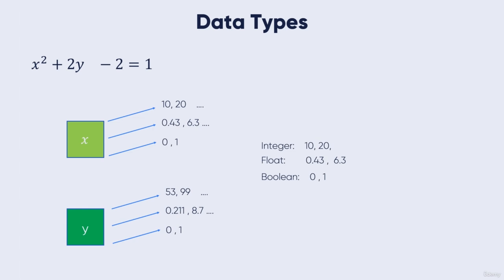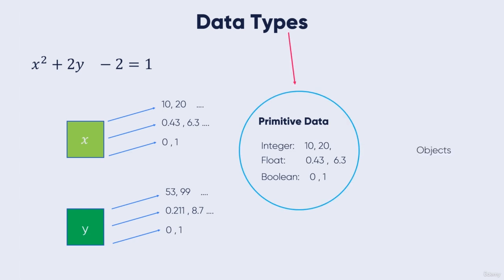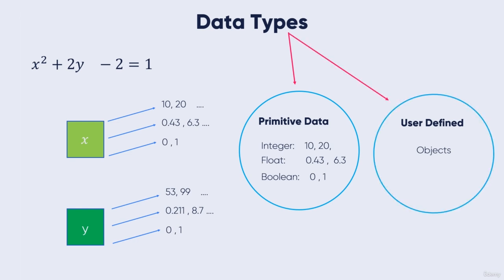At the top level, there are 2 types of data types. The primitive data types, which are integer, float, or Boolean, and another type called user-defined data types, such as objects. Okay, so data types are primitive data like integer, float, or Boolean, and the user-defined ones that we are going to see later on.